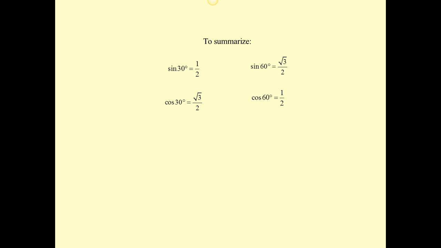To summarize, here are our 6 values, and you'll find that if you commit these to memory, it'll be very helpful. However, if you don't have them memorized, you can always quickly work through the derivation.